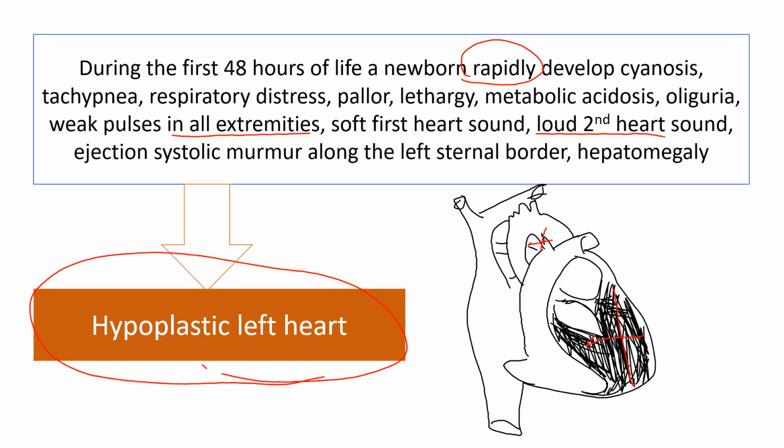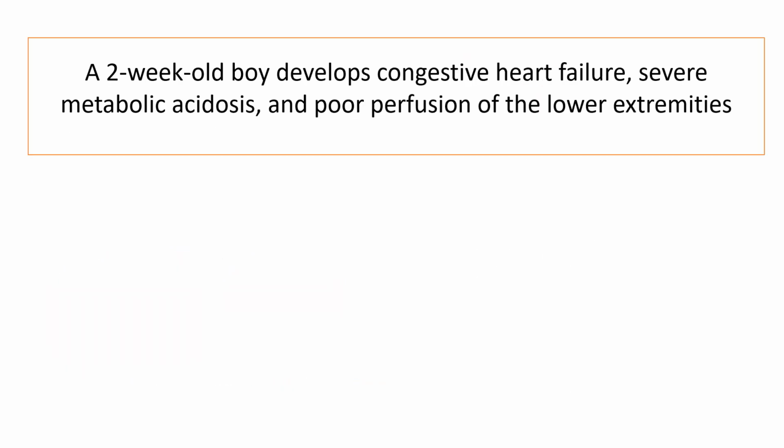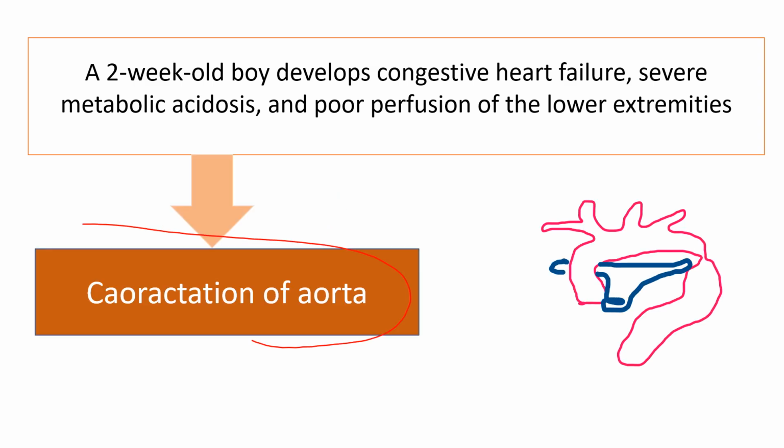Very important to know. A 2-week-old boy develops congestive heart failure, severe metabolic acidosis, poor perfusion of the lower extremities. What is the most likely cause? This is a classic presentation of coarctation of aorta. Once the ducts start to close, this infant in severe case of coarctation of aorta will develop cardiogenic shock.